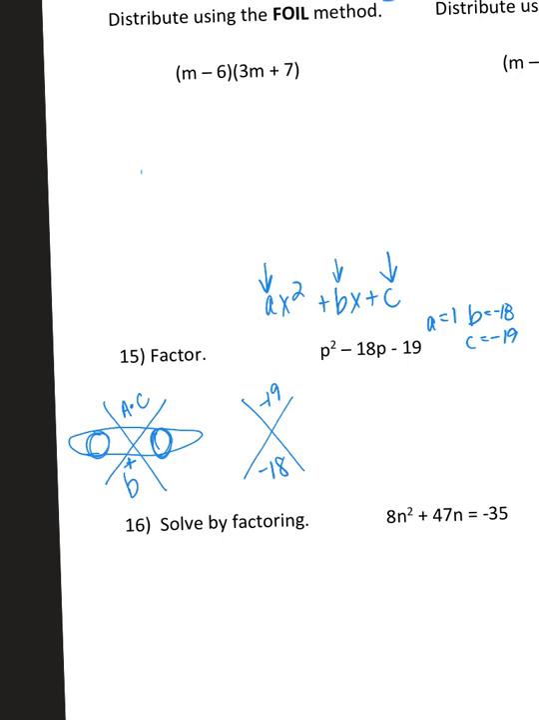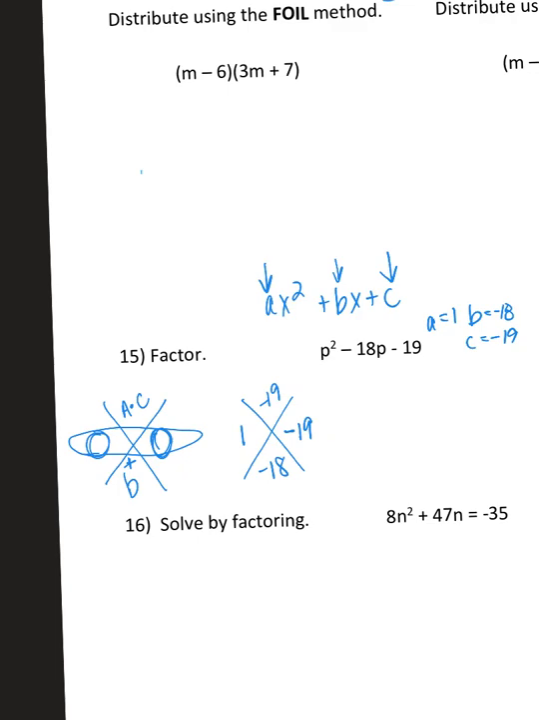So the only two factors of 19 are 1 and 19. We need to multiply them so that they're negative. So one of those numbers has to be negative, and they need to add to negative 18. So we want the 19 to be negative, and so that they have a product of negative 19 and a sum of negative 18.